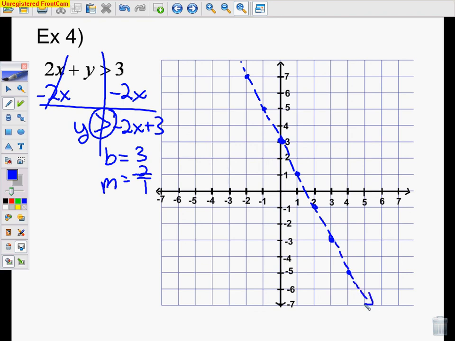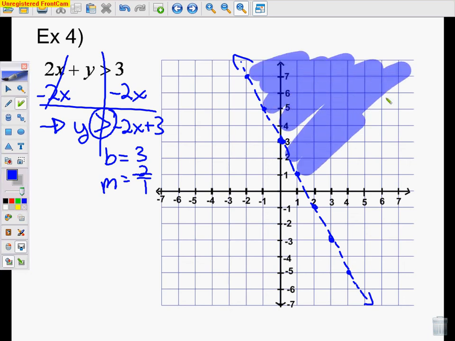I apologize for my line not being the straightest. All right. Now, let's cover the two ways that we could possibly determine our shading. Here, we see while y is by itself, that y is greater than negative 2x plus 3. So therefore, since it's greater than, we shade above. And this would be the stuff above the line.